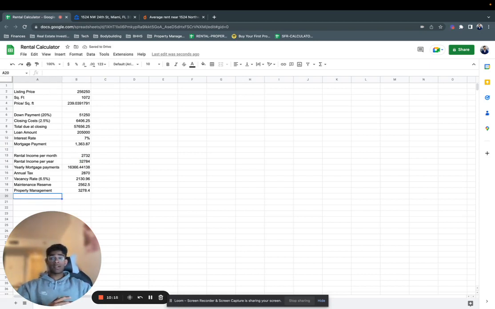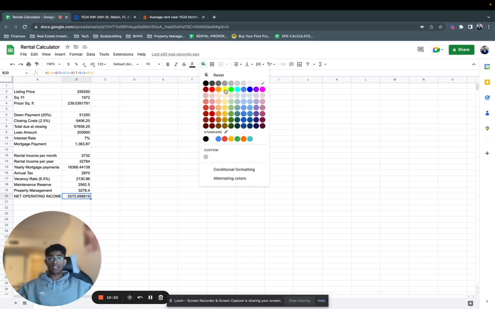All right, so now we have all our costs and revenues calculated. So now we can finally calculate our profit, which is the net operating income. And that would just be the rental income per year minus the mortgage payments, minus the tax, minus the vacancy, minus the maintenance, minus property management, which gives us our grand total of 5575 per year. Let me highlight that value because this is very important.